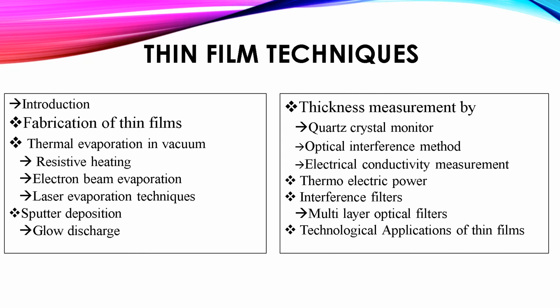And the next method of fabrication of thin film is sputter deposition. Under that topic, we have to explain the glow discharge. The next one is thickness measurement by quartz crystal monitor, optical interference method, electrical conductivity measurement, and thermoelectric power, interference filters, multi-layer optical filters, and the technological applications of thin films. These are the topics which you have to discuss under this module.